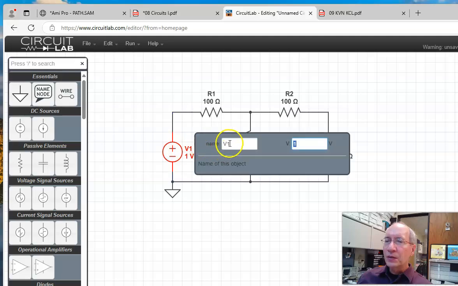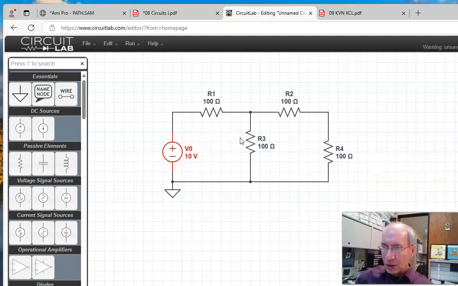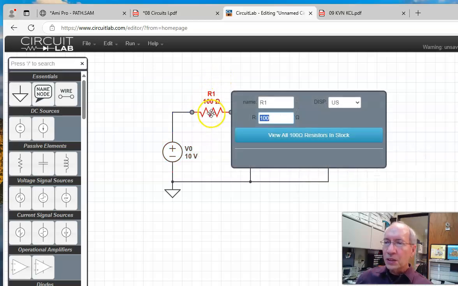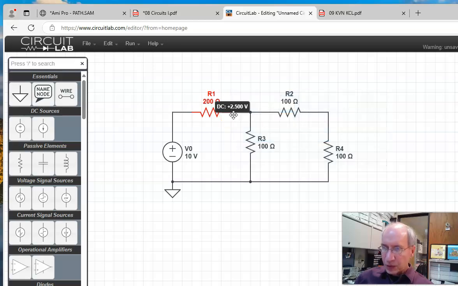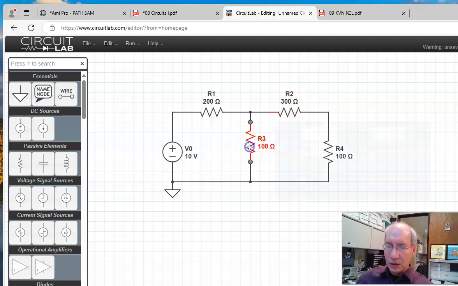To change the value, just double click. Let's call this one V0 and make that 10 volts. R1, let's make that 200 ohms. Let's make this one 300 ohms. 4K, 4,000 ohms, and 5K.